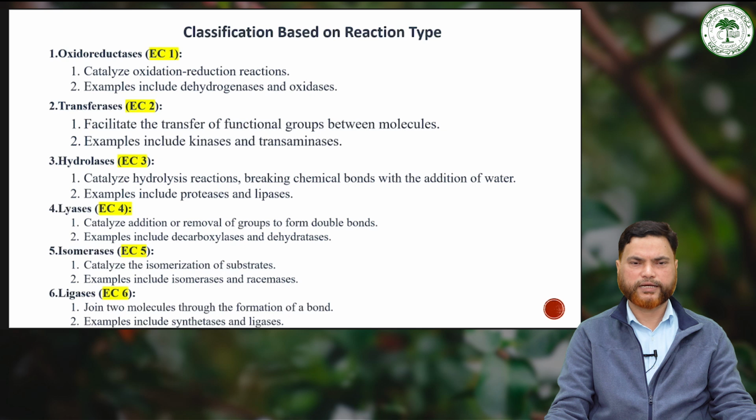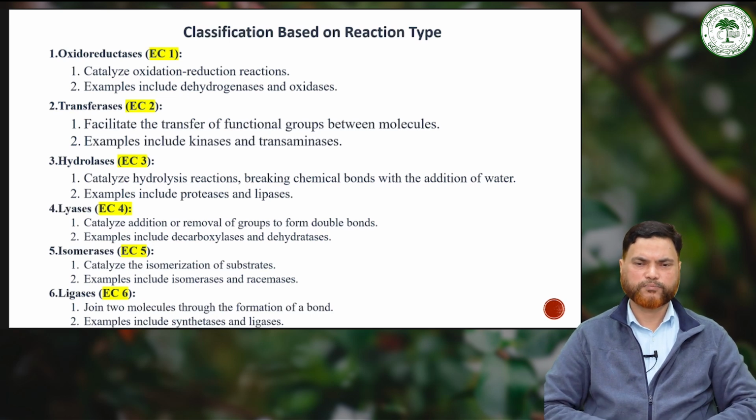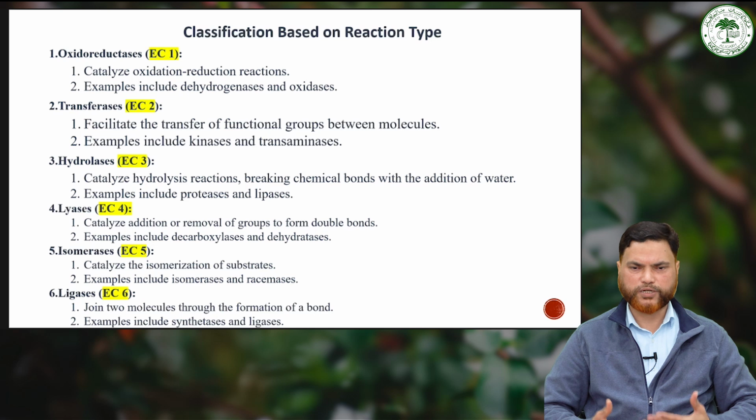Then the sixth category is ligases, and ligases bear the enzyme commission number 6. They are also known as synthetases, and they catalyze the joining of two molecules using energy from the hydrolysis of ATP or other nucleoside triphosphate. So basically these classes of enzymes provide a systematic way of categorizing different enzymes based on their specific biochemical functions.